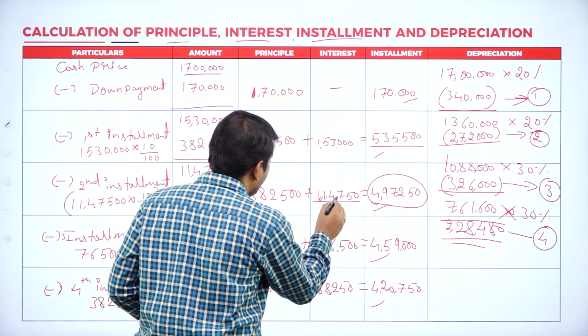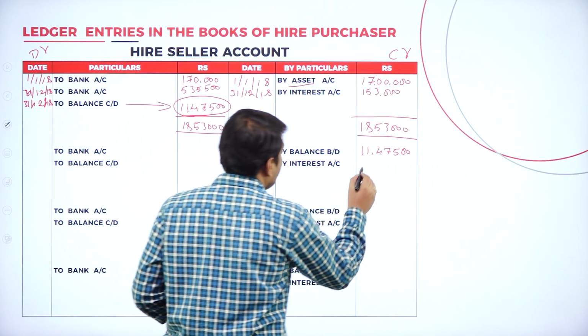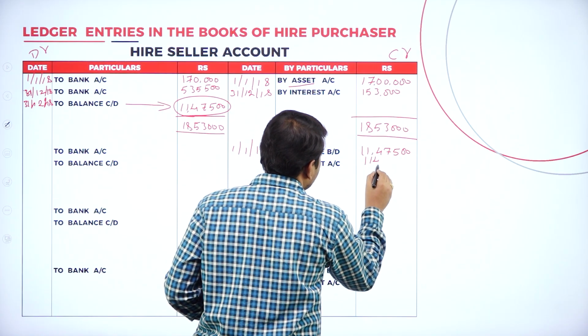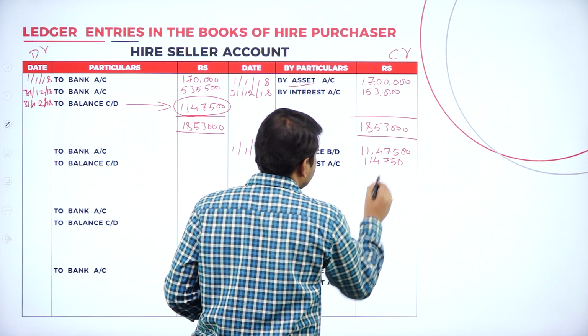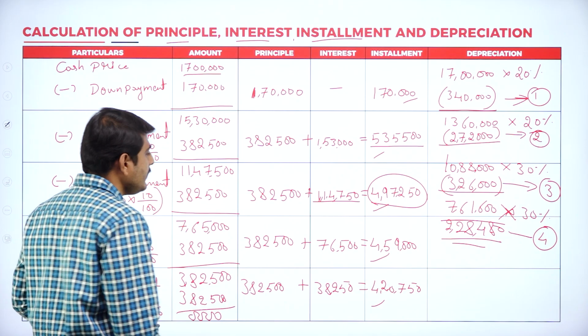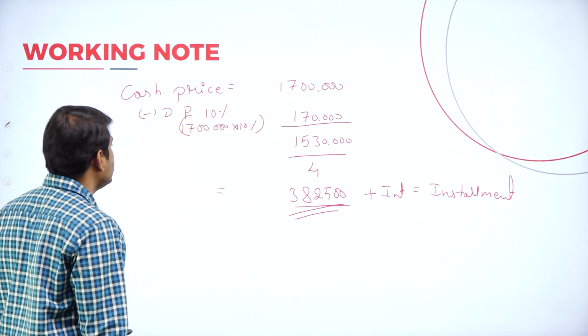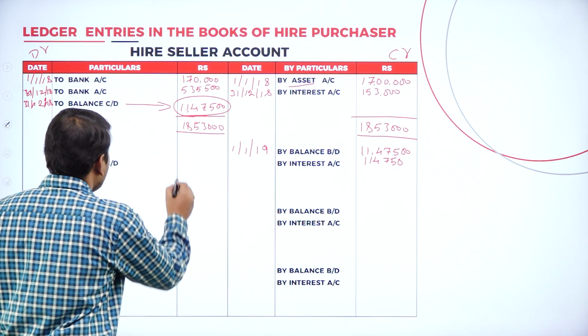So 1,14,750 is the interest. And what is our installment? Our installment is 4,97,250.